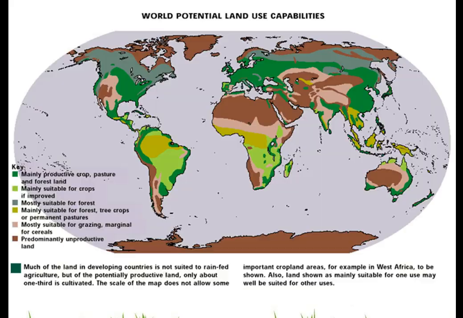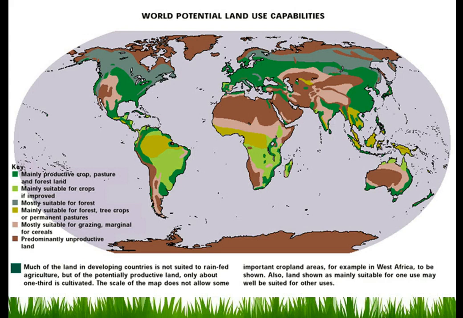Okay, so when we look at the potential land use capabilities, you'll see that there's actually a lot of land that is not productive, right? That's all of that brown land, the dark brown. And then the tan stuff here, the kind of pinky tan, is good for grazing. You can grow cereals on it, but it's very marginal. What that means is that it requires a lot of fertilizer, a lot of water diversion, and overall that's going to be problematic when you're talking about environmental stuff.